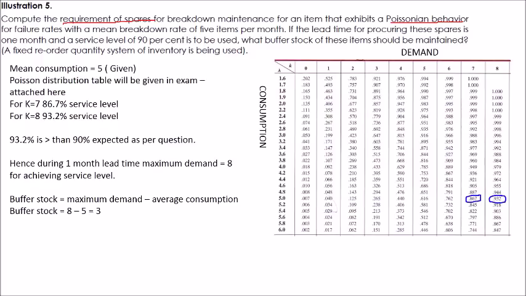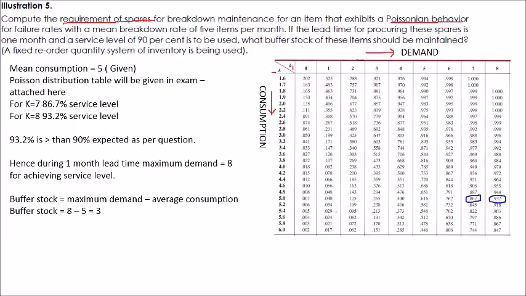Okay, so I have given the snapshot of the Poisson distribution here. The Poisson distribution has demand on this axis, which is called K, and lambda on the other axis, which is called consumption. So demand and consumption are given in this Poisson distribution. So I will go on with the question.